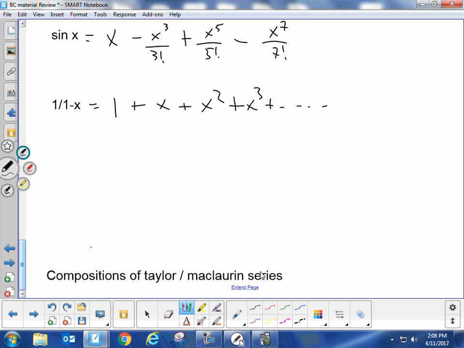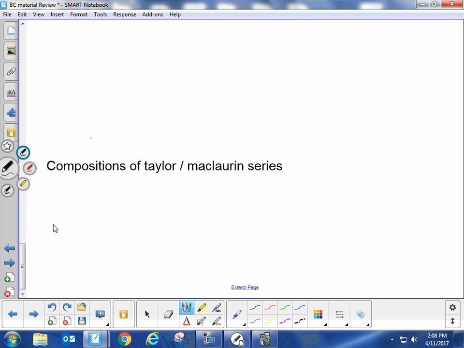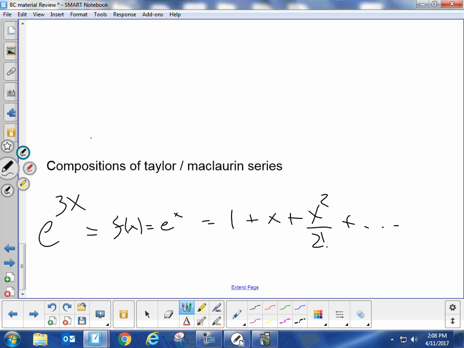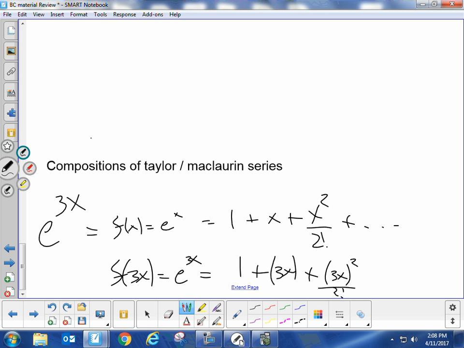Okay? Now, it's important: compositions of Taylor or Maclaurin series. If, say, you're asked what e to the 3x equals, well, we know that f of x, which equals e to the x, is 1 plus x plus x squared over 2 factorial plus et cetera, et cetera. Well, if I want f of 3x, I would just need to plug in 3x wherever I saw x. And this is how you can figure out what these are equivalent to. Okay, just plug in 3x everywhere.